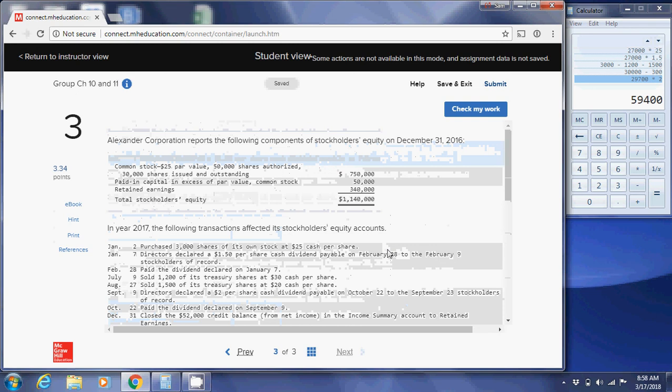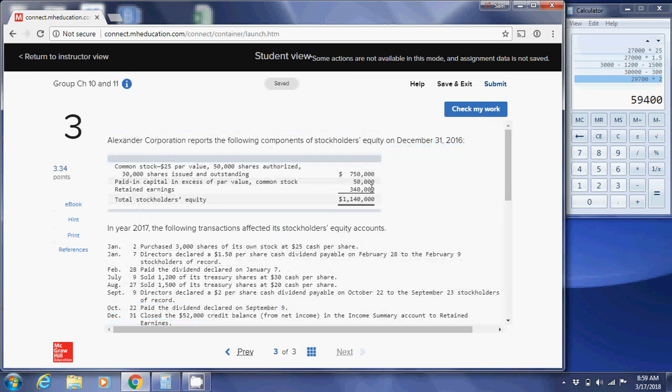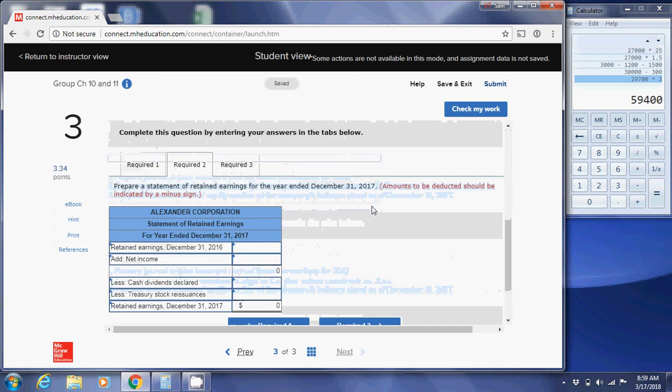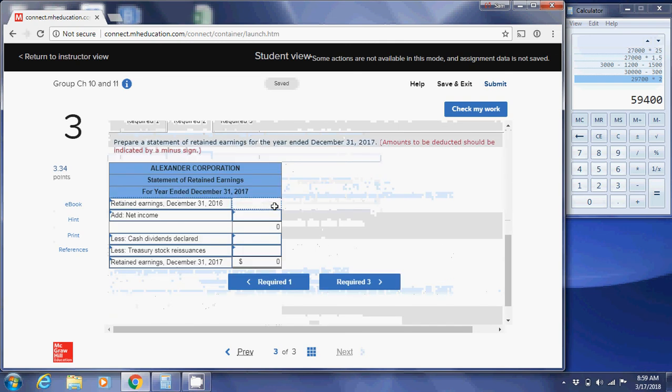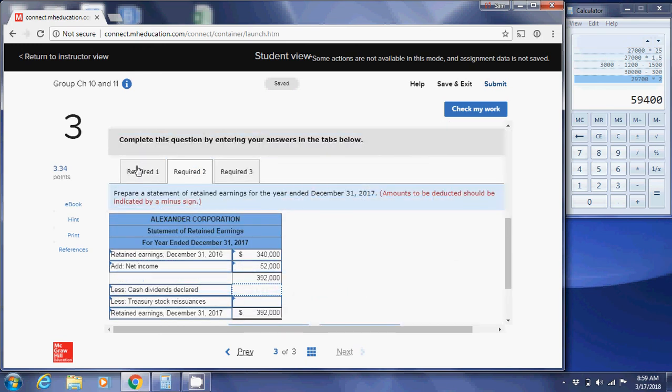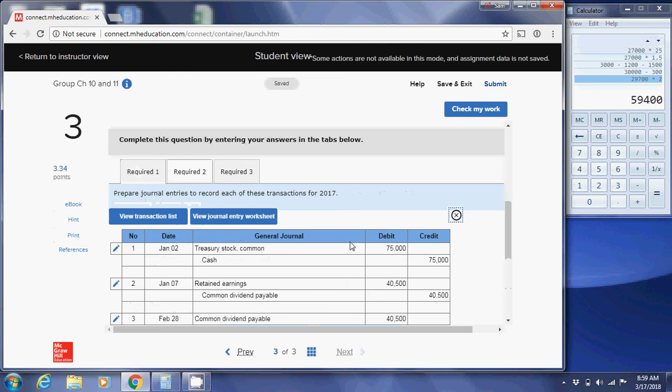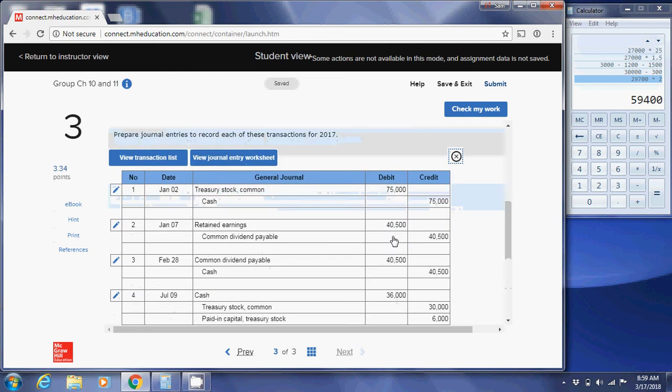So we have to figure out what was our retained earnings balance, and here it is. It was $340,000 up here in the chart. So $340,000, and our net income, we just closed net income summary to retained earnings, was $52,000. Now it's asking for how many cash dividends were declared. Well, we could go back and look through the journal entries. We'd need to go add them up.